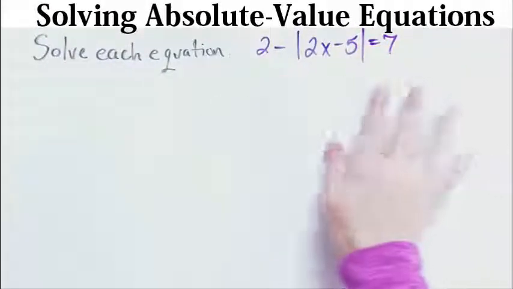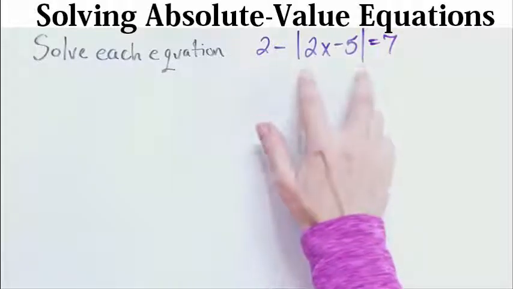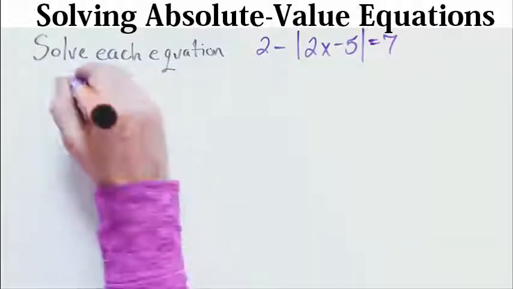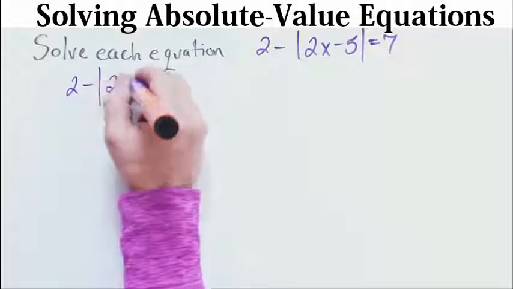Now we're going to solve our new problem. 2 minus some value is going to give us 7. So I'm going to write it over here so I make sure that I actually have room on my board.